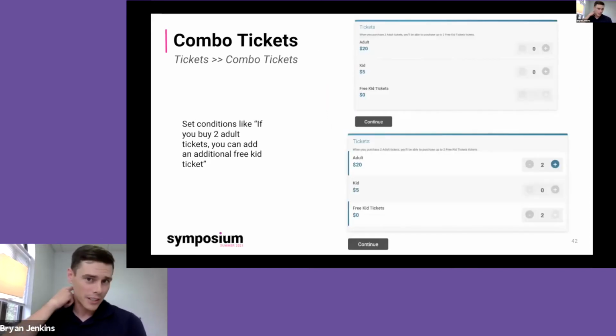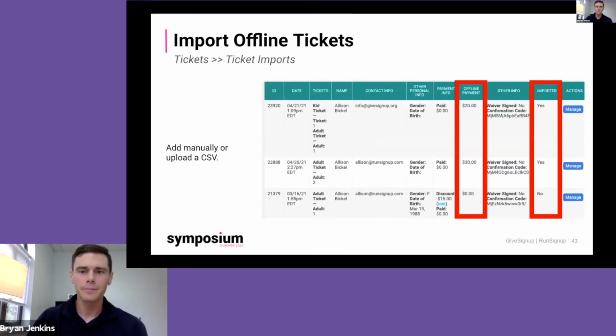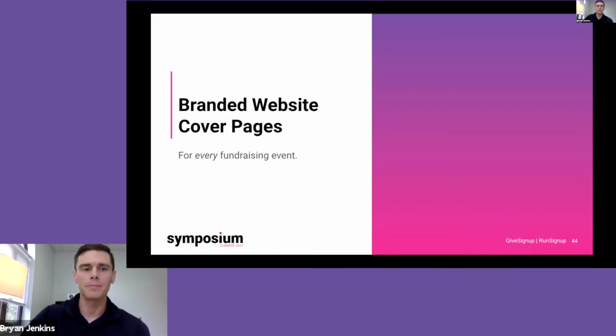So, combo tickets. This is another really nice capability. You can set a rule that if you buy 2 adult tickets, you get an additional free kid ticket. These are great ways to build somewhat complicated pricing together, but in an intuitive way when someone's checking out. We also support the ability to type in or upload a CSV of offline tickets. So if you've sold tickets at your place of business or somewhere else, and you want to make sure you have a comprehensive list, you can add those into the platform.